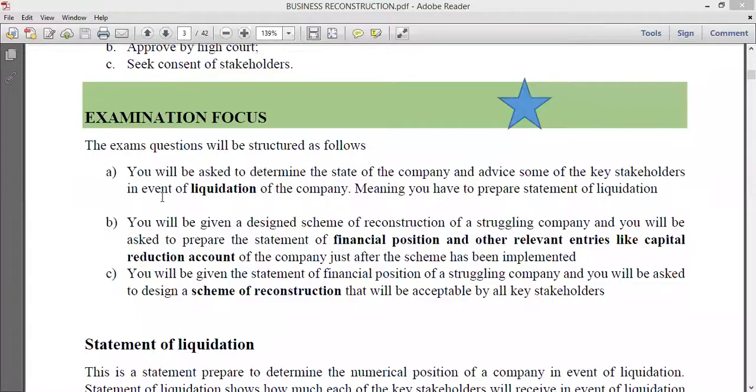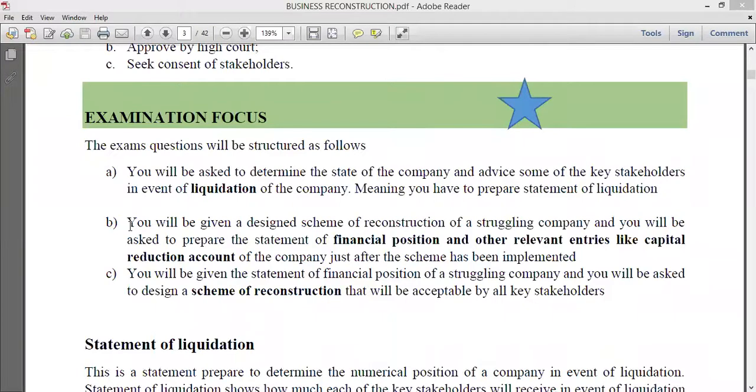Let's look at some critical areas of business reconstruction. So we said that your exam should be in basically two to three style. The first style will be they'll give you a struggling company, their financial position, and then they'll ask you to prepare the position of the company if you should wind up or liquidate immediately. That's the first section.